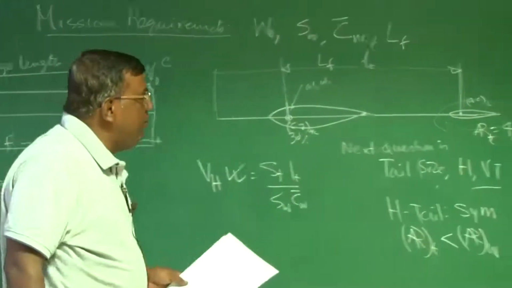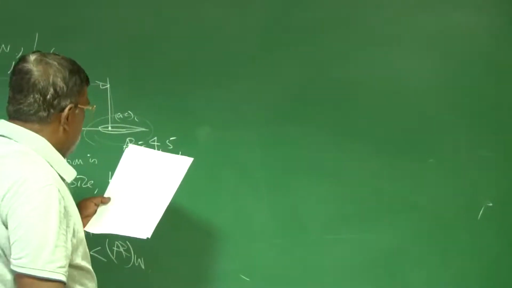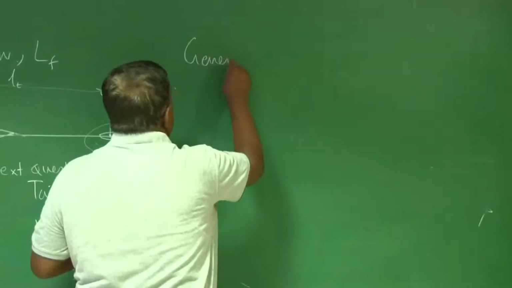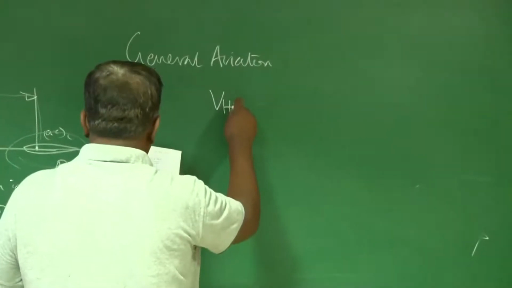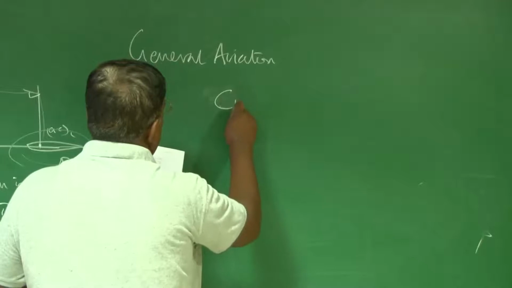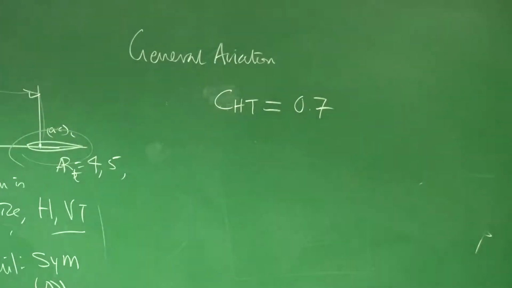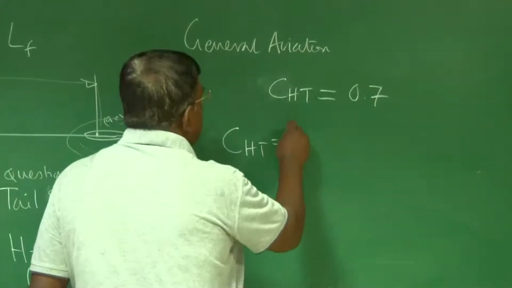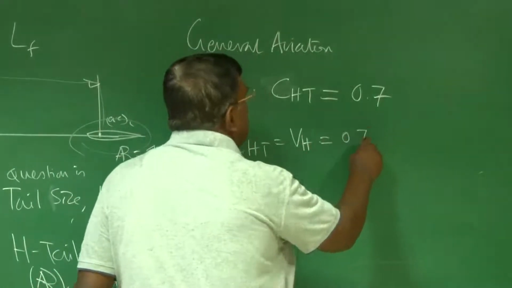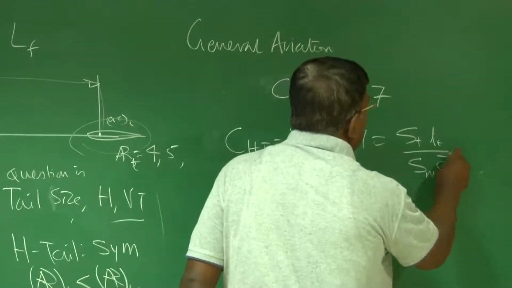Once I understand the importance of VH, I use statistical data and check for what type of airplane I am designing. And let us say I am designing a general aviation airplane. If you see my last lecture, for general aviation, the VH, which is written in Raymer's book as CHT, is around 0.7, a little on the higher side. But at a conceptual stage, you must use these higher values. So what is the meaning of this CHT, which is basically VH, that is 0.7. So that is equal to ST into LT by S wing CW wing.